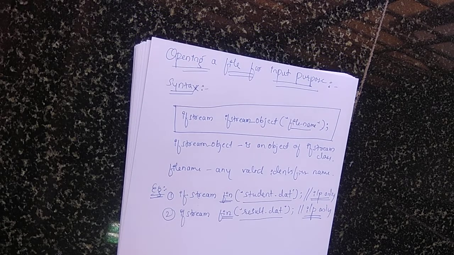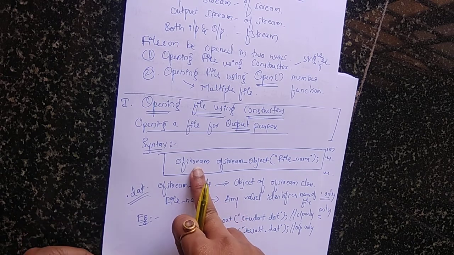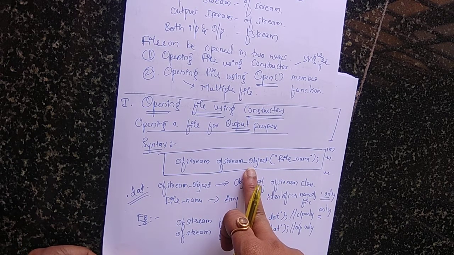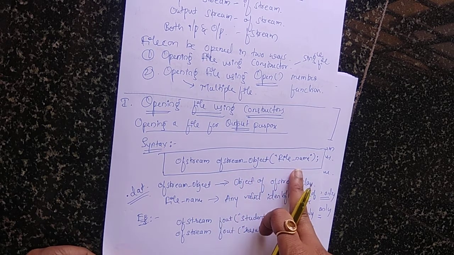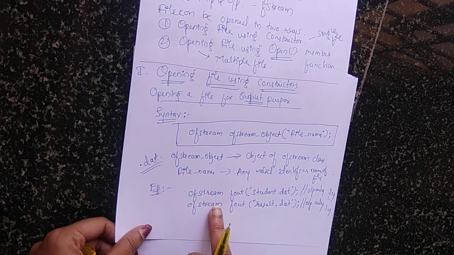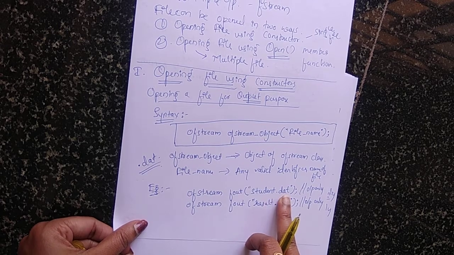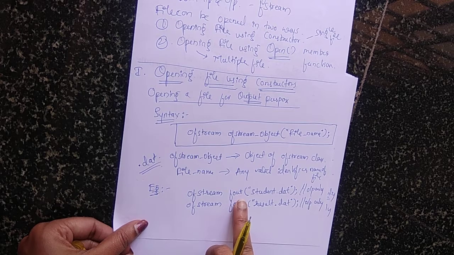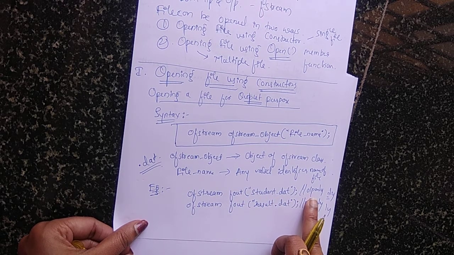So for opening a file for output purpose, you have to use the ofstream class, and you have to create the object of your ofstream class. This object of your ofstream class will help you to open your particular file only for your output purpose. So here we have taken an example, ofstream fout("student.dat"). So this fout object of your ofstream class will help you to open your student.dat file for only output purpose.